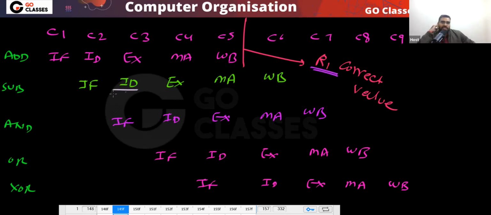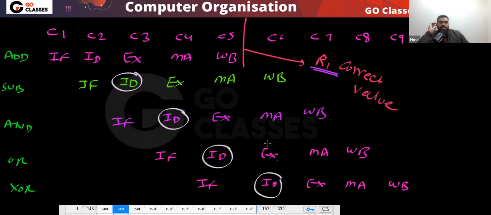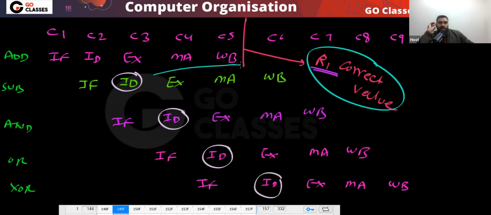This person is reading here, this person is reading here, the OR operation is reading here, the XOR operation is reading here. Who is reading the wrong value? You can notice that the correct value will be available here, remember, simple point, but these people are reading the wrong value.